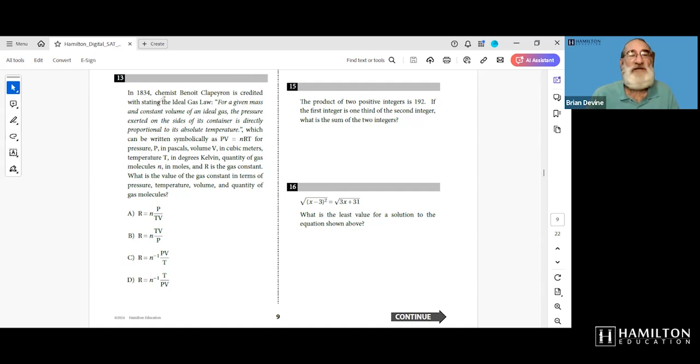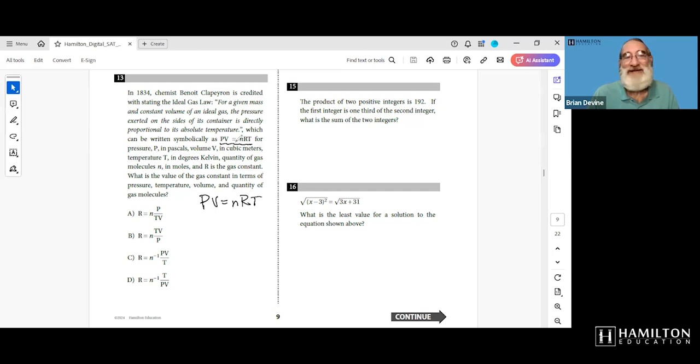Question 13. In 1834, chemist Benoit Perron is credited with stating the ideal gas law. For a given mass and constant volume of an ideal gas, the pressure exerted on the sides of its container is directly proportional to its absolute temperature. Now, of course, Benoit said it in French. They may have translated it into Latin, but that's what he said when translated. What it means symbolically is the ideal gas law, PV equals nRT.